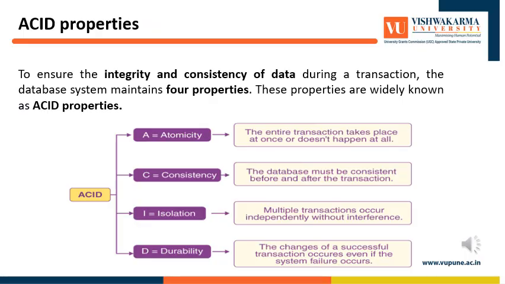To ensure the integrity and consistency of data during a transaction, the database system maintains four properties. These properties are widely known as ACID properties. First, atomicity: the entire transaction takes place at once or doesn't happen at all. Second, consistency: the database must be consistent before and after the transaction. Third, isolation: multiple transactions occur independently without interference. Fourth, durability: the changes of a successful transaction persist even if a system failure occurs.